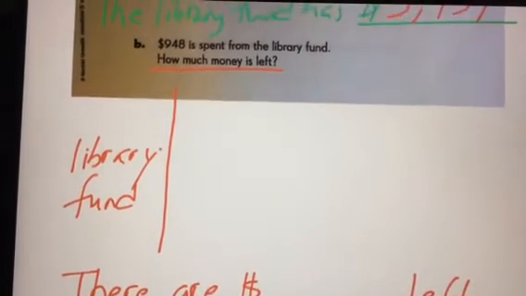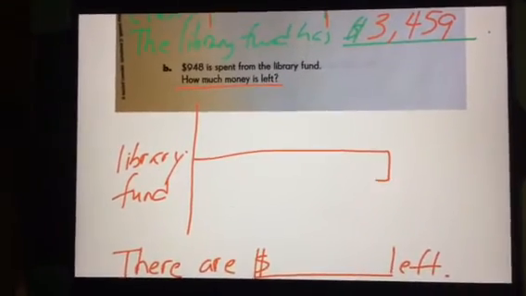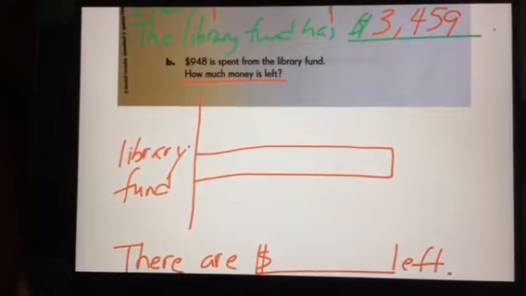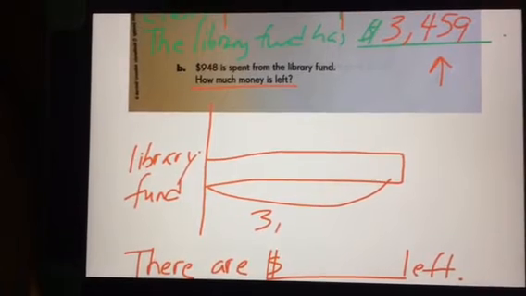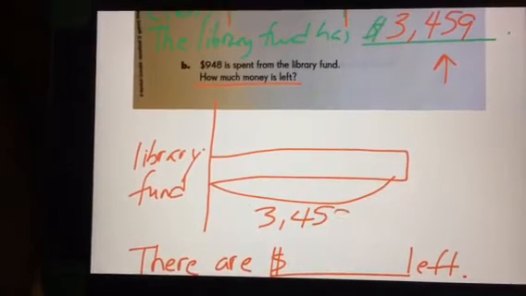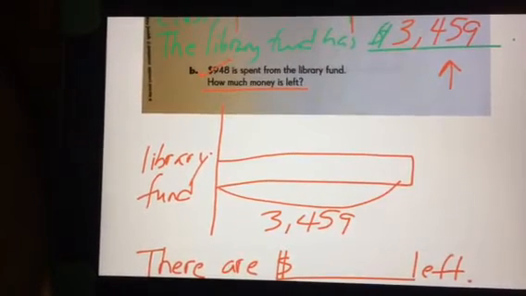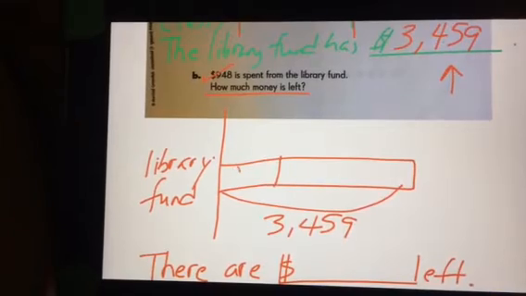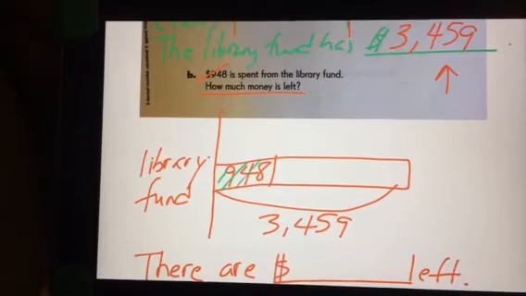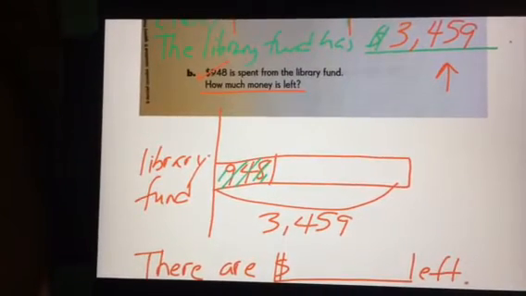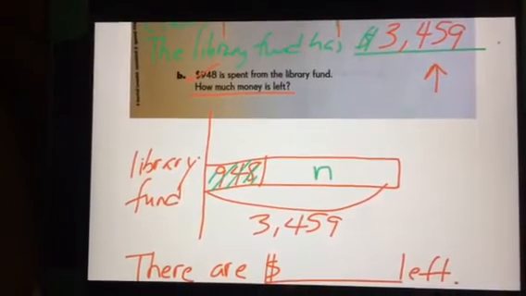And so this is when you need to go to part A and you know the total number for the library fund, because look, you just figured that out. So the total number was $3,459 for the library fund. And look how much they spent. So the spent money, the money that's gone, let's do the shaded. That part is gone. $948 has been spent. How much money is left? And of course, that is your unknown number.